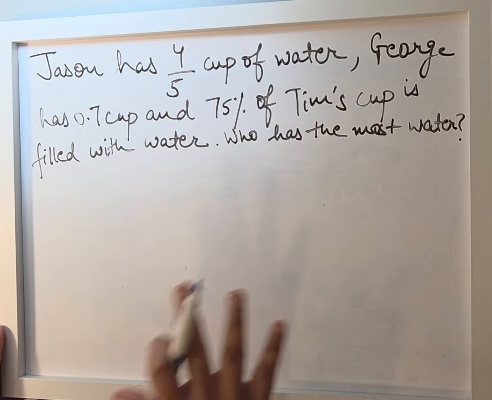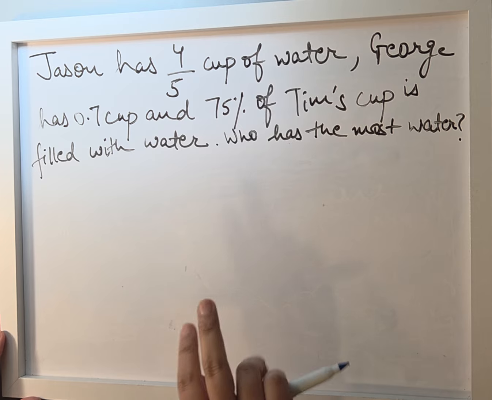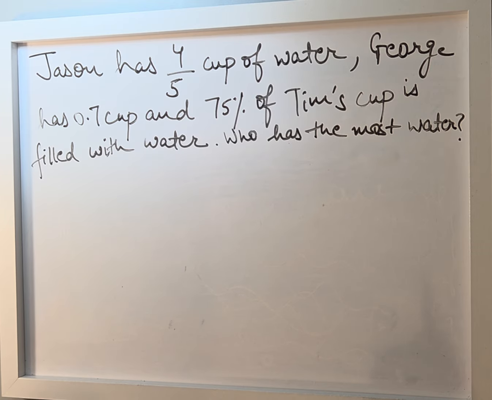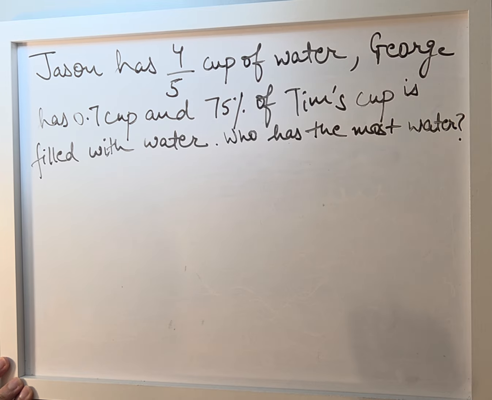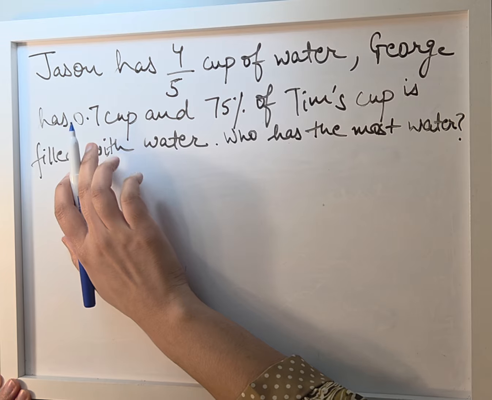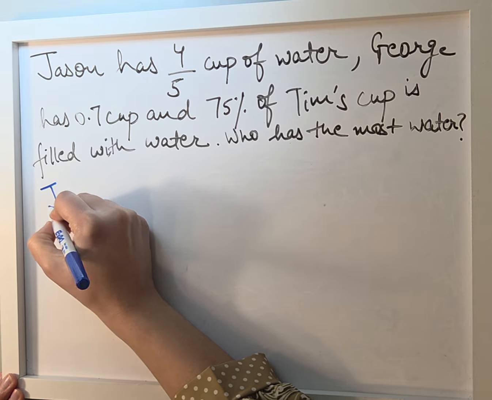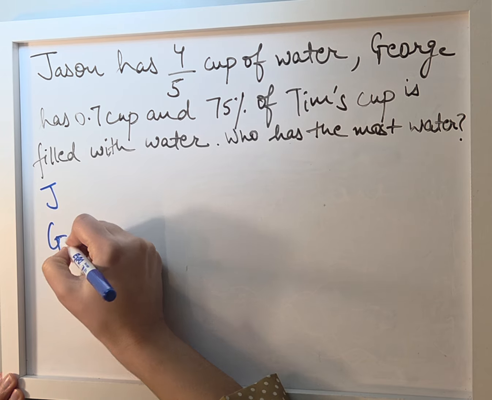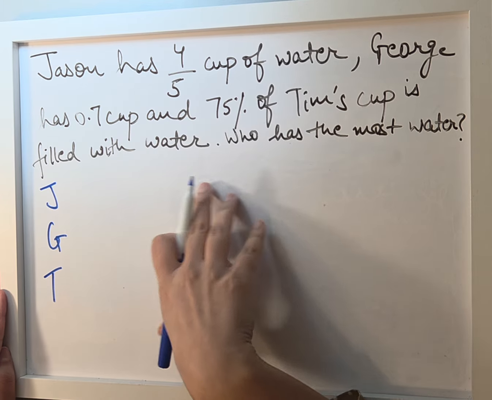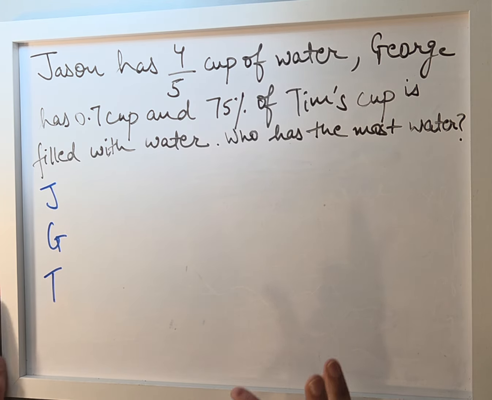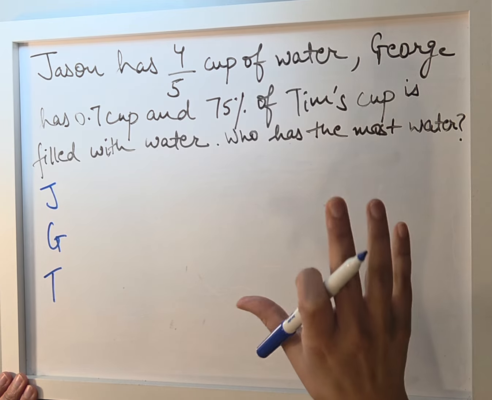Okay, so whenever there's a word problem, you should just go through it once, just to see what all different things are given to us, and then go through it again and start noting down the important stuff. So now we see there are three different people: Jason, George, and then Tim. They all have different quantities of water, and we have to find who has the most water.